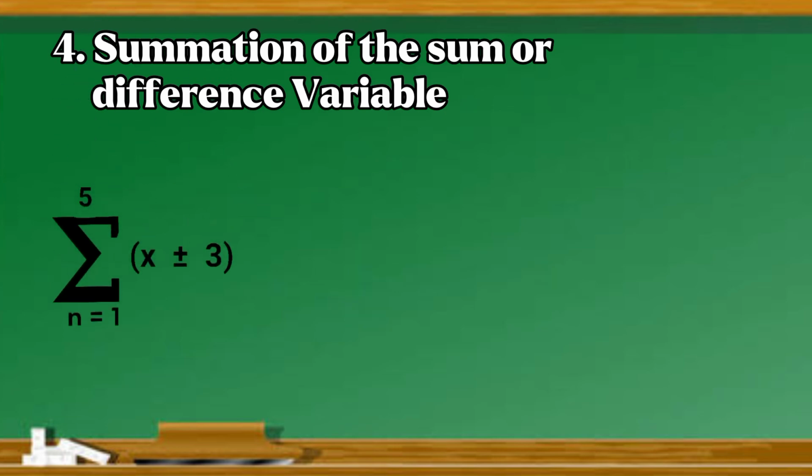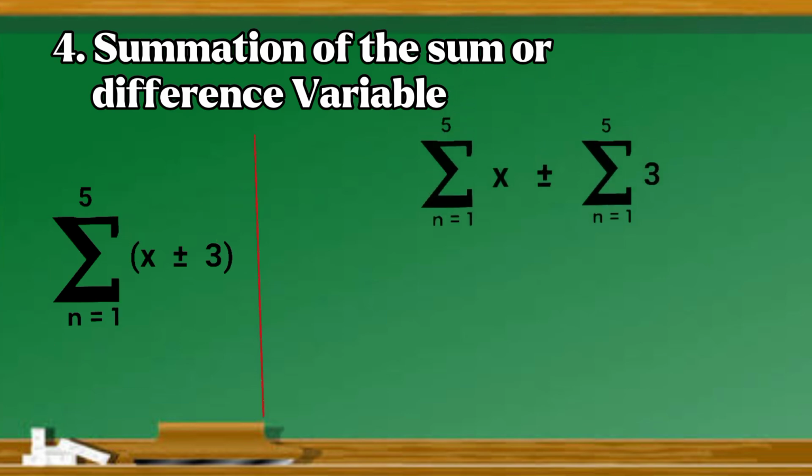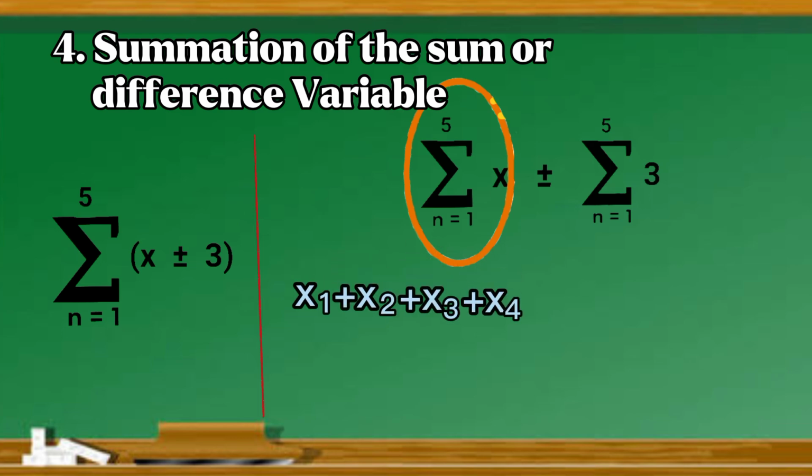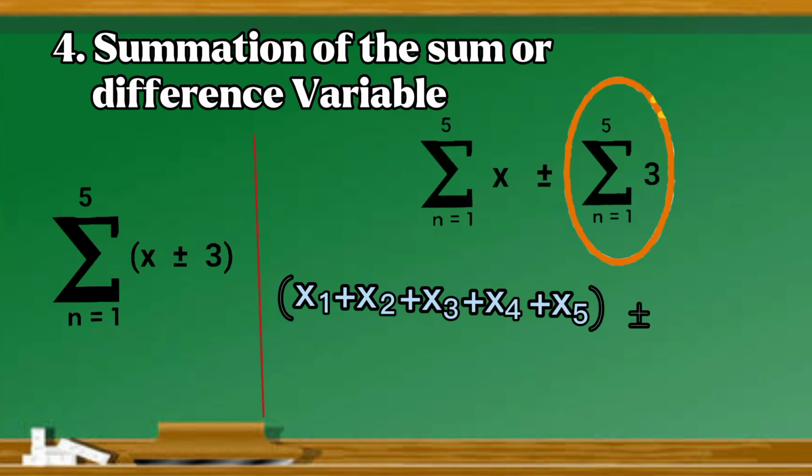Example, we have here summation of x plus 3 from 1 to 5. So sabi ko nga is, i-distribute lang natin ito doon sa loob ng ating parentheses. So by distribution, we have summation of x from 1 to 5 plus or minus summation of 3 from 1 to 5. Sa ating first sigma notation, we can write this as x sub 1 plus x sub 2 plus x sub 3 plus x sub 4 plus x sub 5. And then plus or minus, sa pangalawa is apply lang natin yung constant rule ng ating summation. So we have 5 times 3. And then simplify na lang natin at makukuha na natin yung sagot.